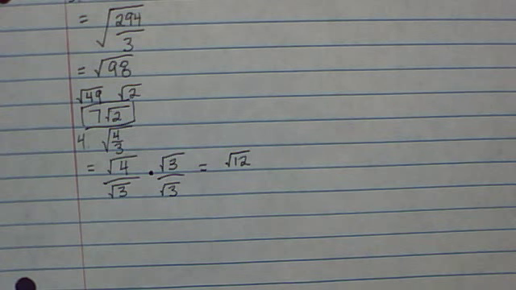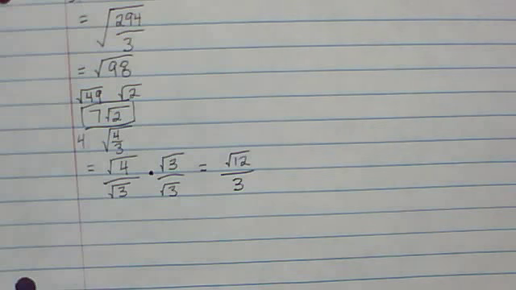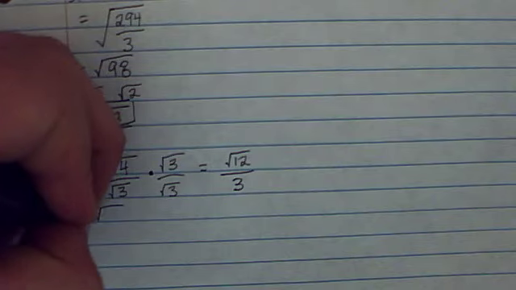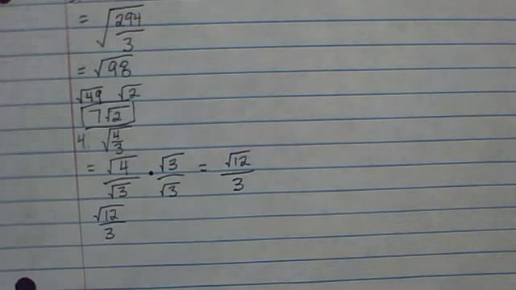And you multiply across. So 4 times 3 is 12. This gives me the square root of 12. And then I have the square root of 3 times the square root of 3, which is 3. Now what I want to do is take that square root of 12 over 3 and reduce that square root of 12. Simplify it.